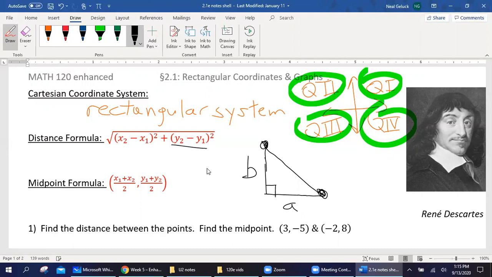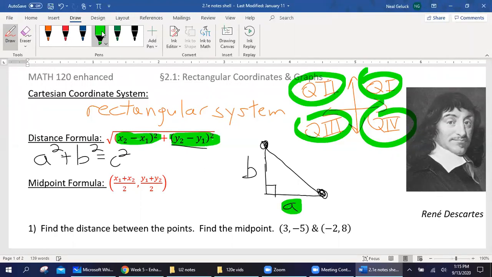Notice that it really just creates a triangle. Basically, distance formula is an application of the Pythagorean theorem. The x2 minus x1 squared is a squared. The y2 minus y1 squared is b squared. You would add those together and then take the square root to be able to figure out c. So really, distance formula is just Pythagorean theorem.